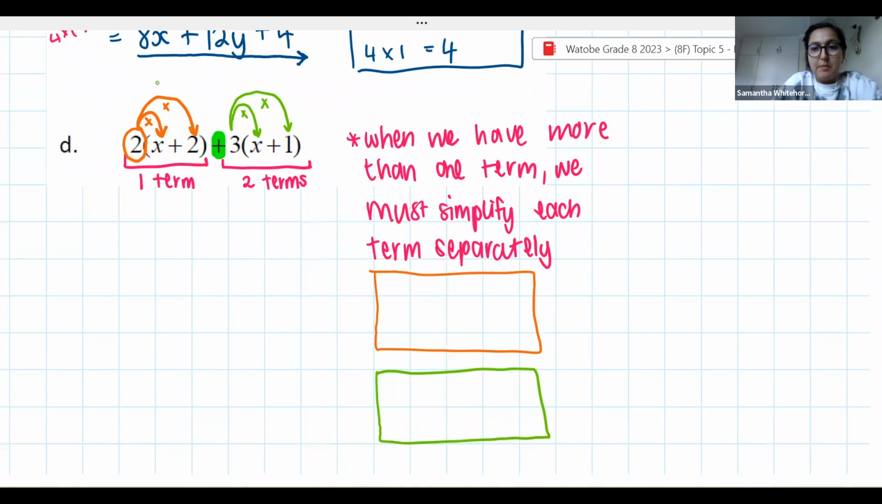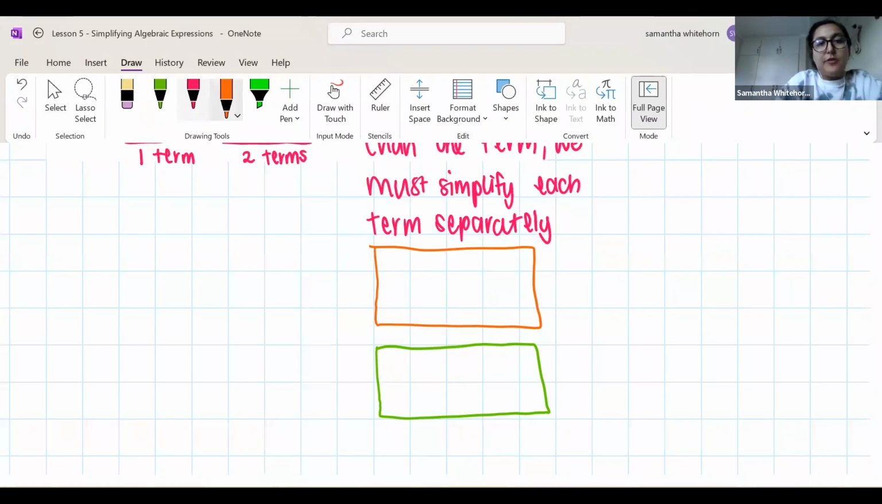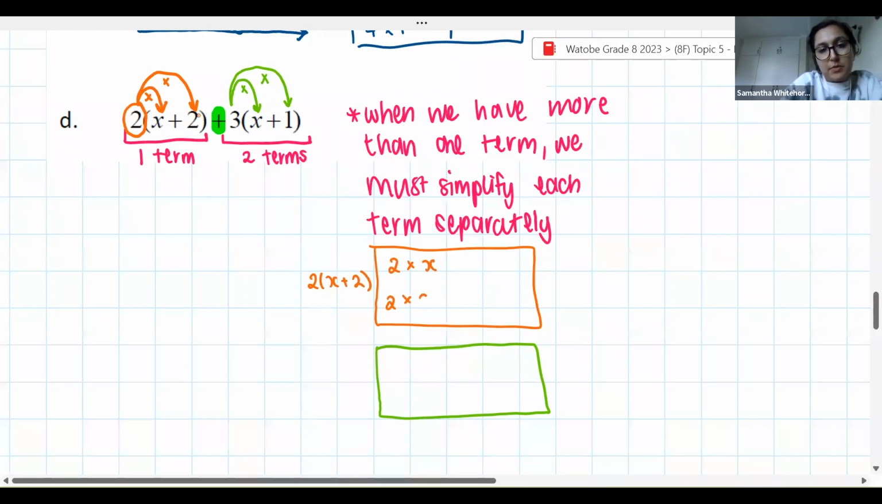All right, some people are missing some terms here. All of a sudden, we've got a Z somewhere. So let's have a look, grade 8. If I look at my first bracket, so this is my orange block. This was the bracket 2 times x plus 2. So I've got 2 times the x, and we've got 2 times the positive 2.